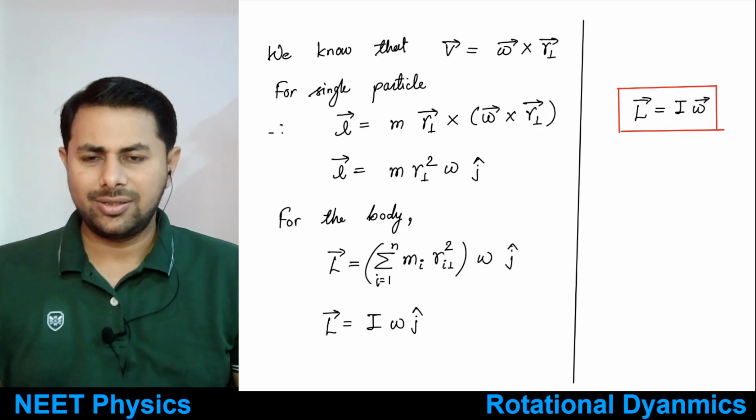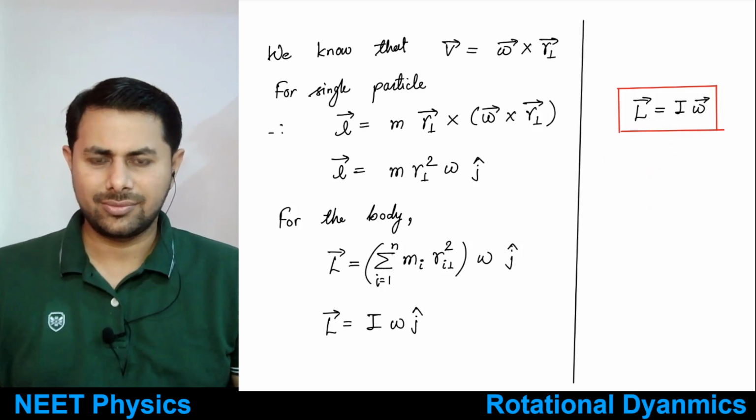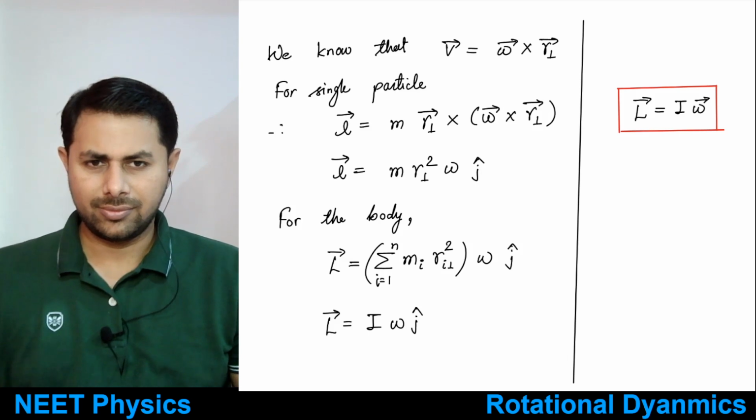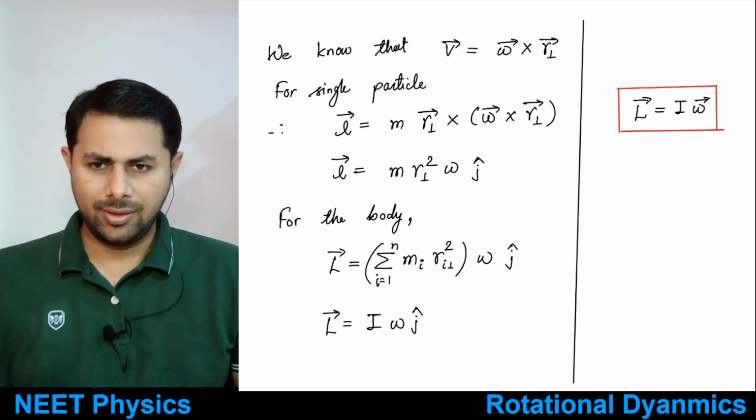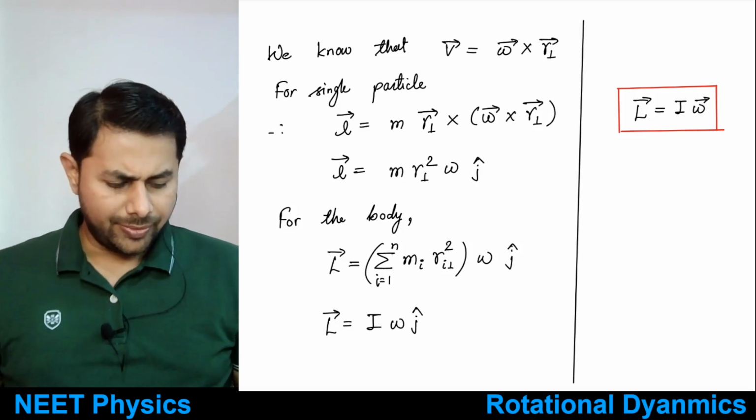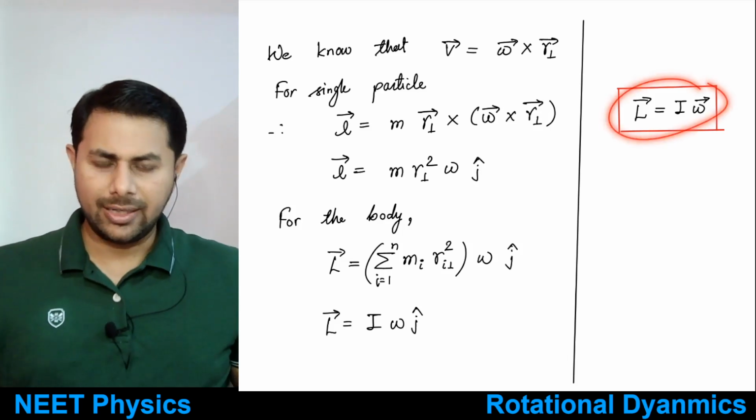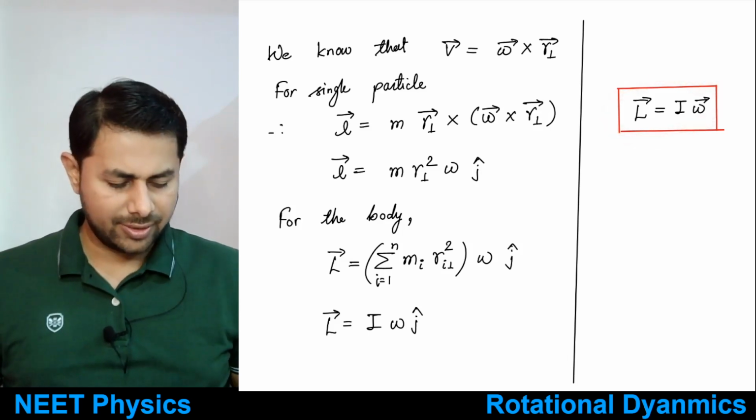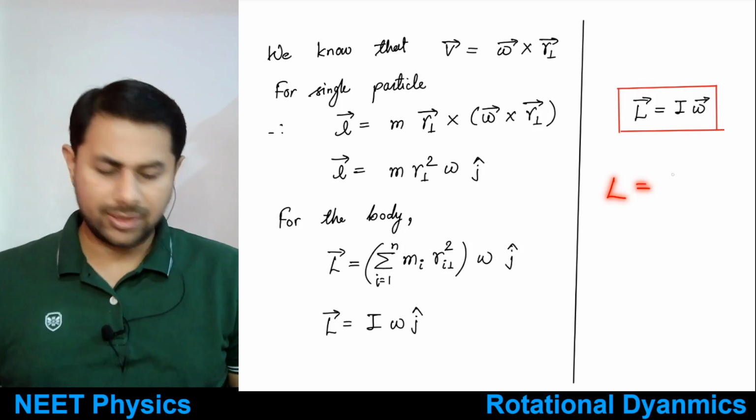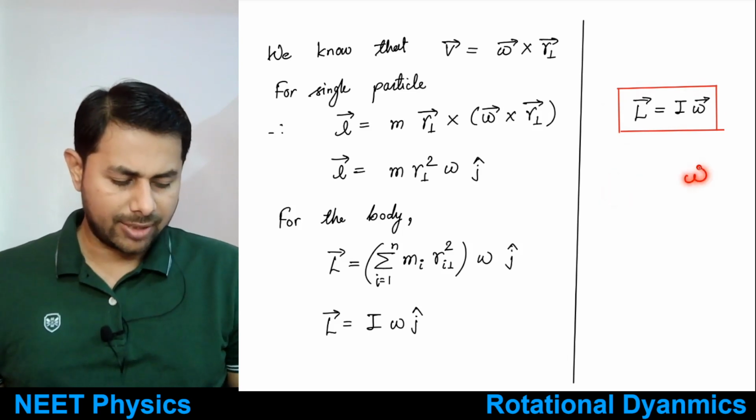Is this thing clear to everyone? Okay, good. So L is equal to I times omega, right? So angular momentum is equal to moment of inertia multiplied by omega.